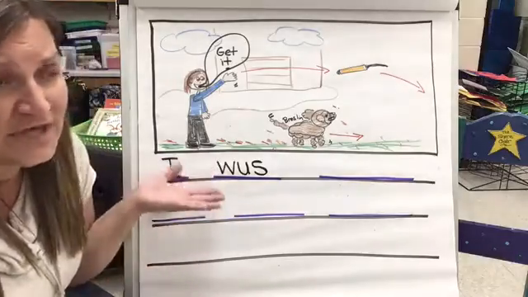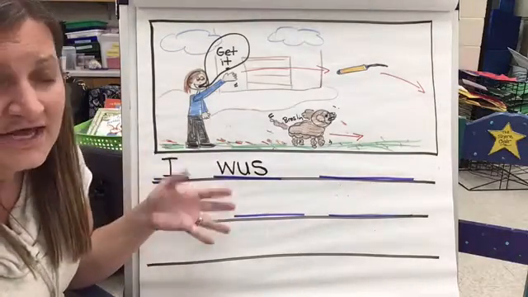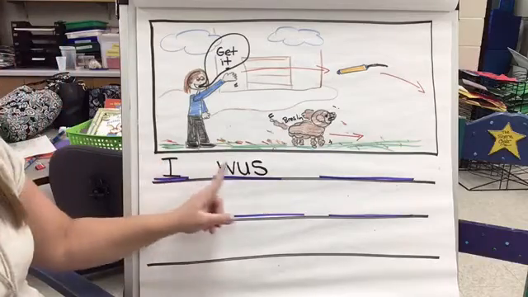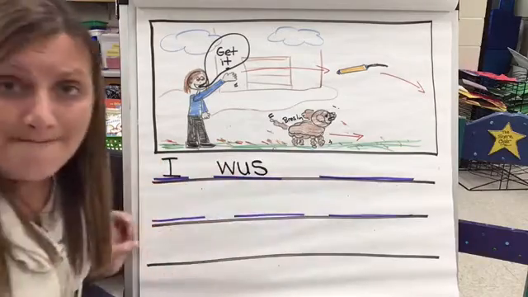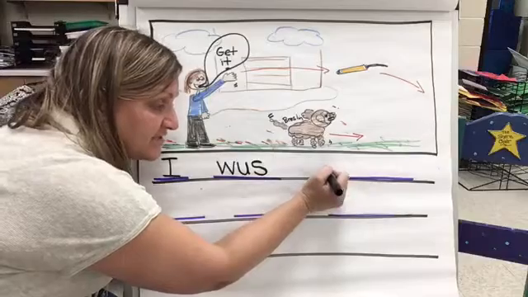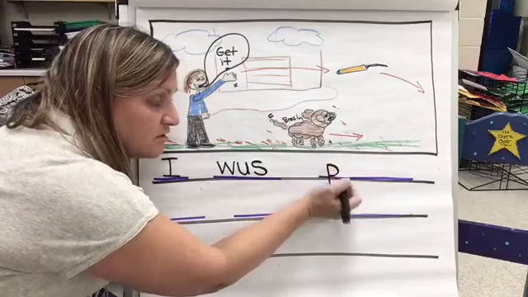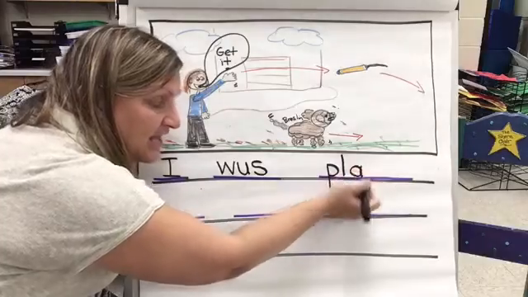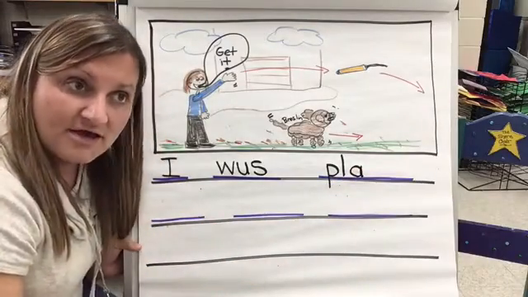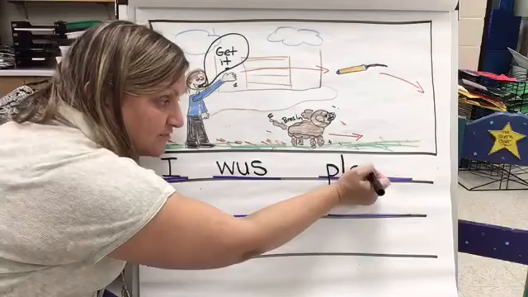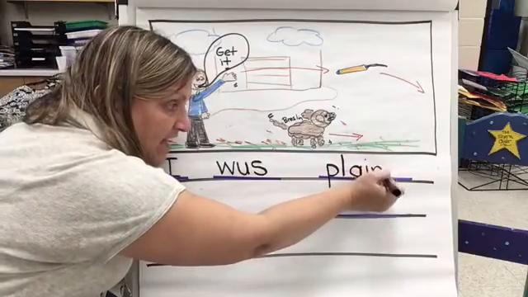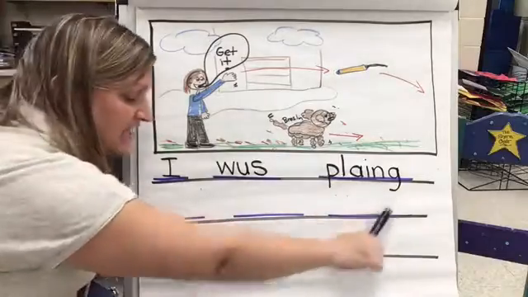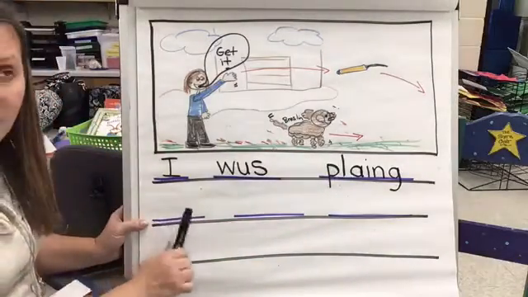Now, is that really how you spell was? No, but remember, I don't care. I'm in kindergarten. I'm learning how to write. As long as I'm sounding out, doing my best, that's all I care about. I was playing. Playing, that's a P. Pull, O, L, play, A, ing. What's the ing chunk? I-N-G. So I'm going to write I-N-G. I was playing, return sweep, with.